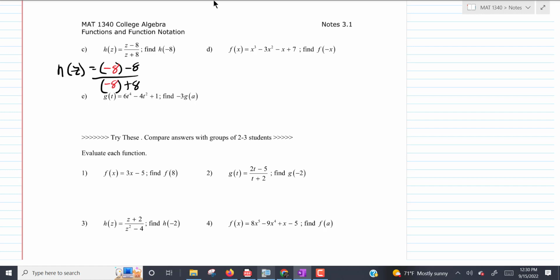All right, now here's what happens on this problem. Your numerator is negative 16. Your denominator is 0. What do we know about that? It's not 0. It's undefined. It's not even an imaginary number. That's a good guess, but it's undefined. Okay, you can't divide by 0.